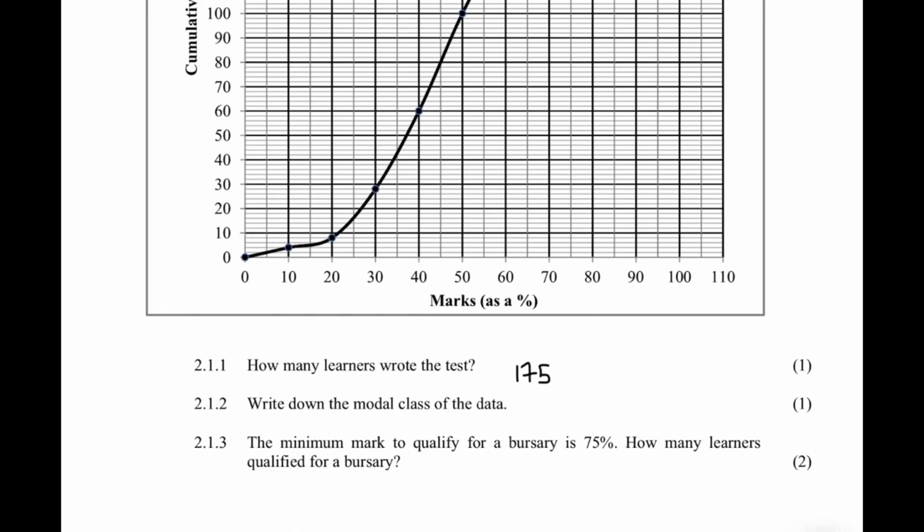2.1.2 says write down the modal class of the data. Now the question is, what is the modal class of the data? We know the mode when we have ungrouped data, right? The mode is that number that appears the most, right? So the modal class when we have grouped data is the class that has the highest frequency, right? Because we assume that the class that has the highest frequency will have a lot of numbers that are the same, thus our mode will lie there. So we call it the modal class.